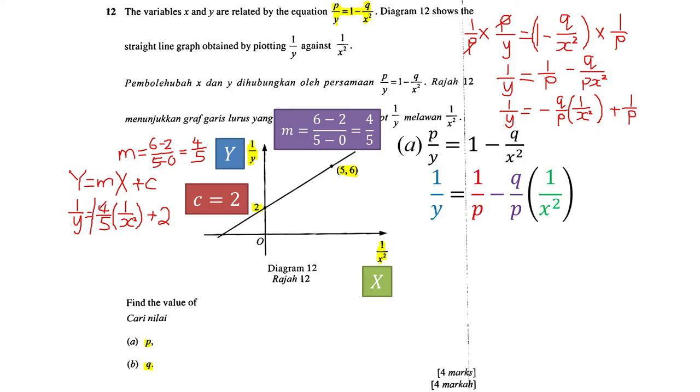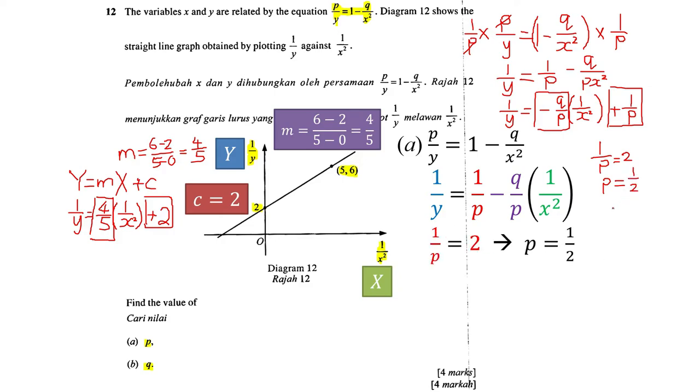Now, the gradient is 4 over 5, which is the same as negative q over p. And our y-intercept is 2, which is the same as 1 over p. So we compare the y-intercept first. 1 over p, we compare with 2. So with that, we will get the answer p equals 1 over 2.